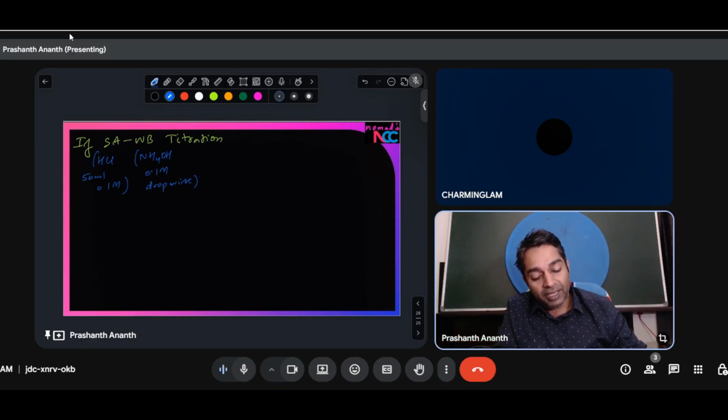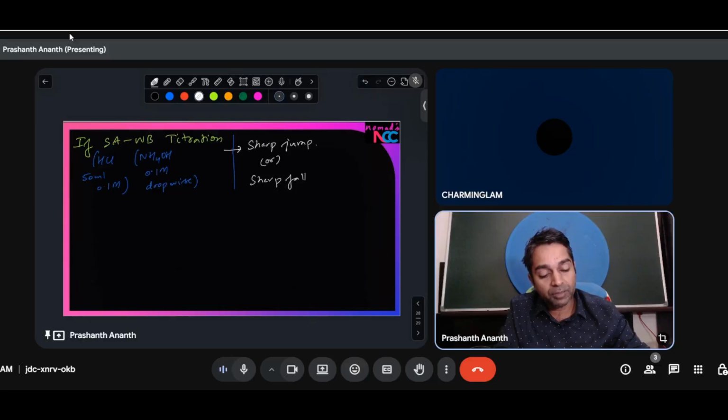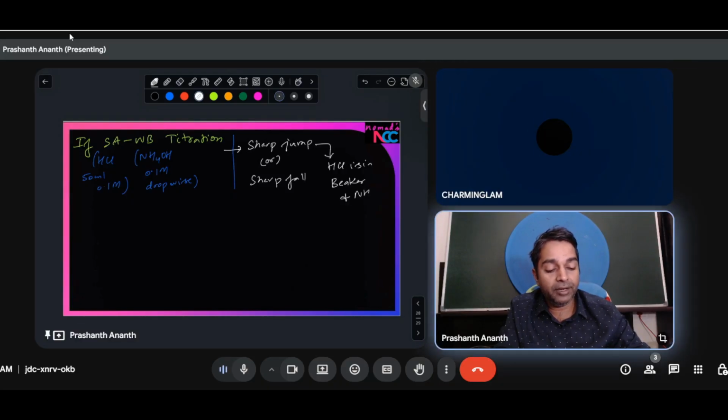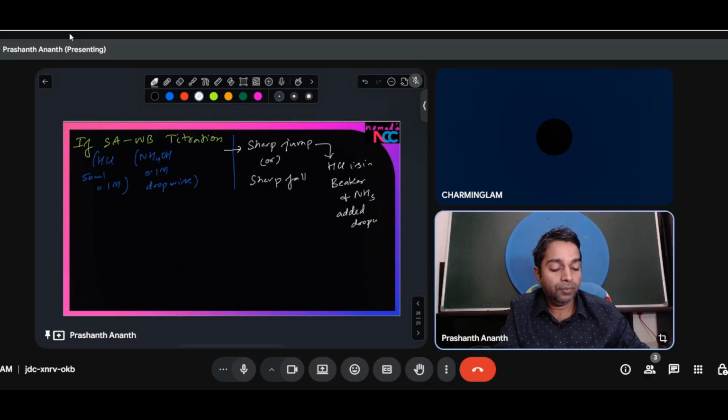What is going to be happening in this particular case, I'm not going to discuss fully, I'm just going to give you information, so pay attention properly. There will be a sharp jump in this also. Alright, a sharp jump or sharp fall will be there. So when will there be a sharp jump? The sharp jump is if HCl is in the beaker and ammonia is added dropwise. And this is going to be for vice versa.